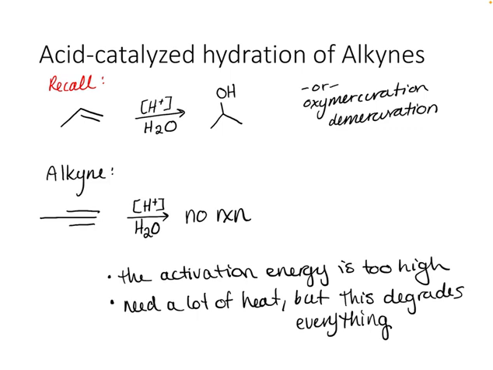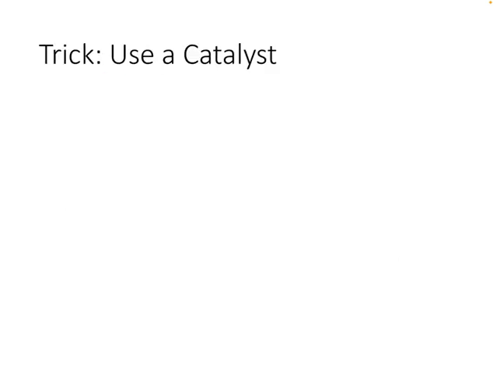All right, so how can we perform acid-catalyzed hydration? How can we lower the activation energy? Well, we do have a trick up our sleeves. We can use a catalyst. So we're just going to add another catalyst. So let's draw our alkyne again, but this time I'm going to show all of the atoms. And we're still going to use catalytic acid and water, but this time we're going to add another catalyst called mercuric sulfate.